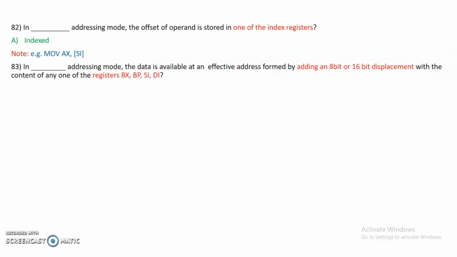Bit number 83. In dash addressing mode, the data is available at an effective address formed by adding an 8-bit or 16-bit displacement with the content of any one of the registers called BX, BP, SI or DI. So the answer will be register relative addressing mode. In register relative addressing mode, the data is available at an address formed by adding the displacement with the content of any of the registers BX, BP, SI or DI. Let me show you an example. Here I am adding the 8-bit or 16-bit displacement with BX.